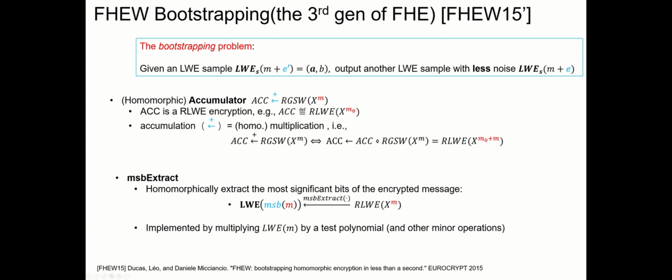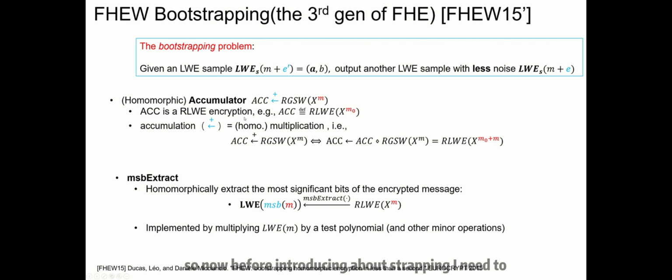Now let's make clear the problem that bootstrapping tries to solve. Now I give you an LWE sample. It's an LWE encryption of the message M, and inside this encryption we have a relatively large error called E prime. Now I want you to output, using bootstrapping, another LWE encryption of the same message, but inside this ciphertext the error term becomes relatively small.